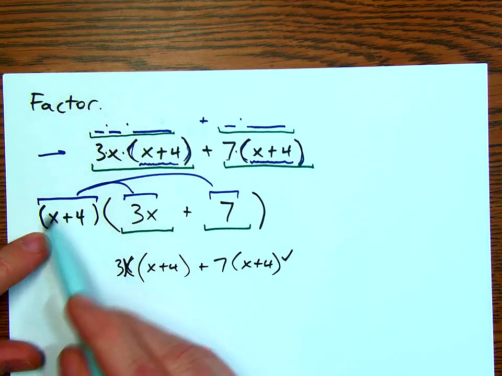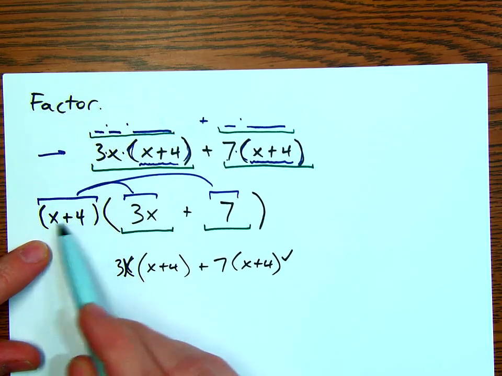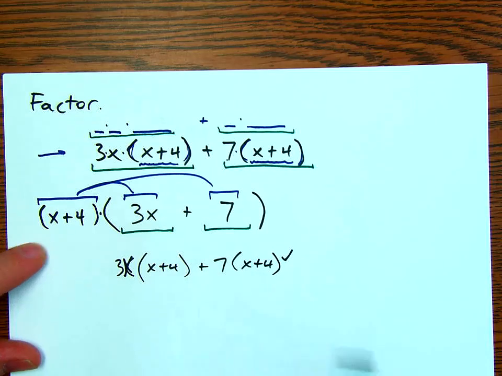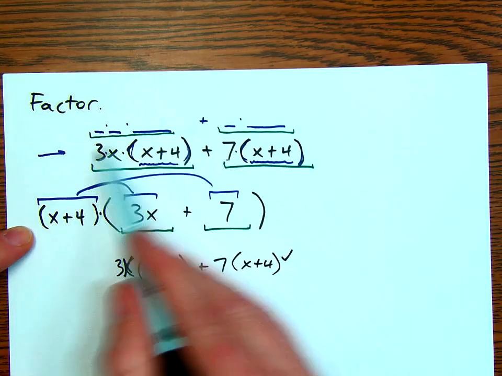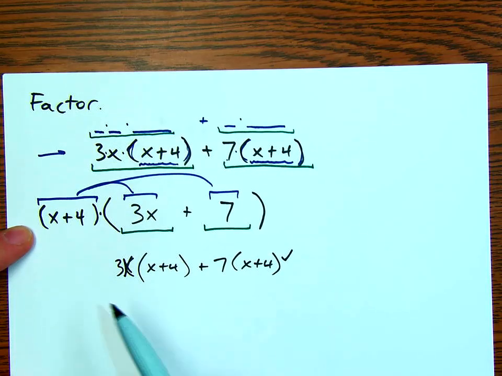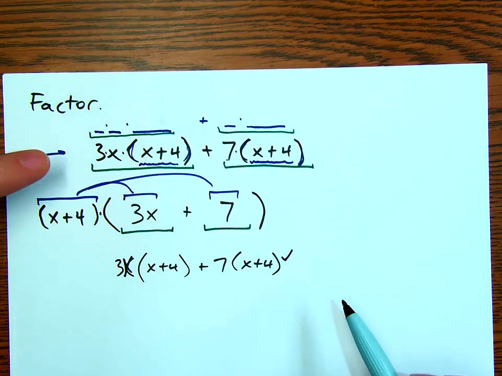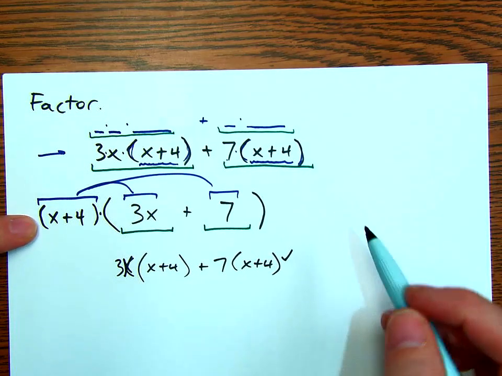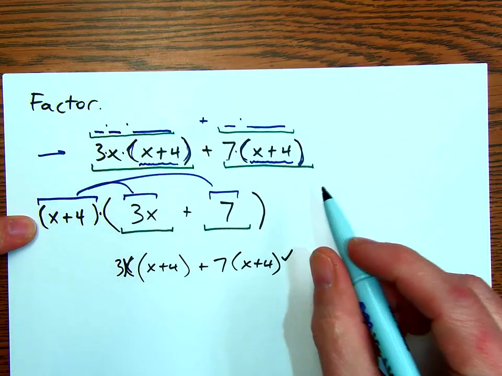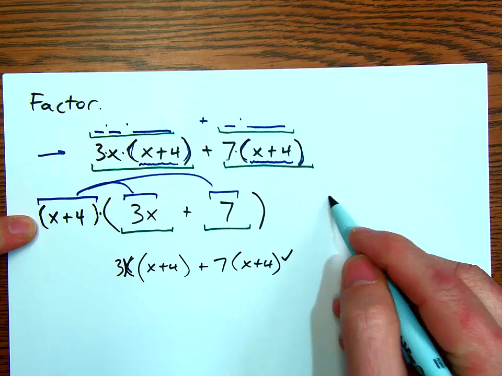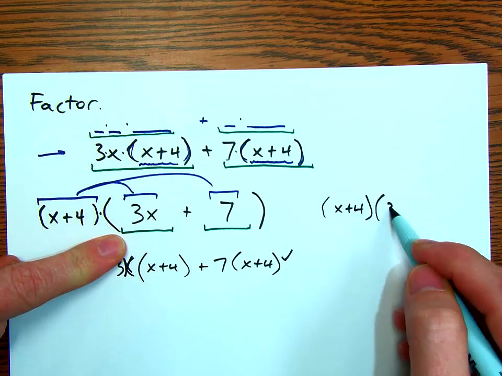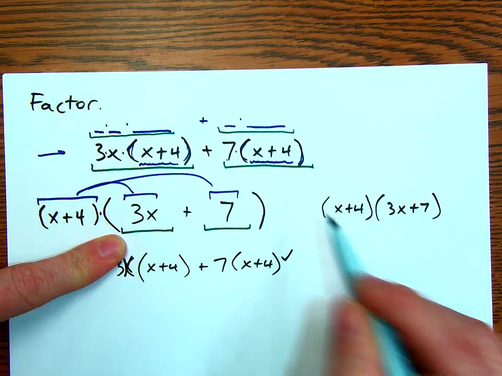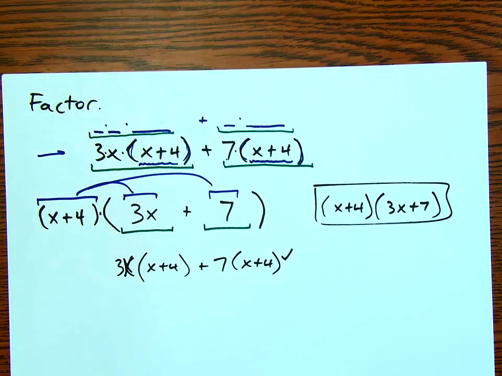Yeah, I know that's not normally how we would distribute two terms in one group to two terms in another group. We would do more like a FOIL method. But just to make sure that we get back to what we started with, we can still see that it works out. So we know that this is going to factor down to, I'll just rewrite it without all the underlines and stuff, x plus 4 and 3x plus 7. Okay?